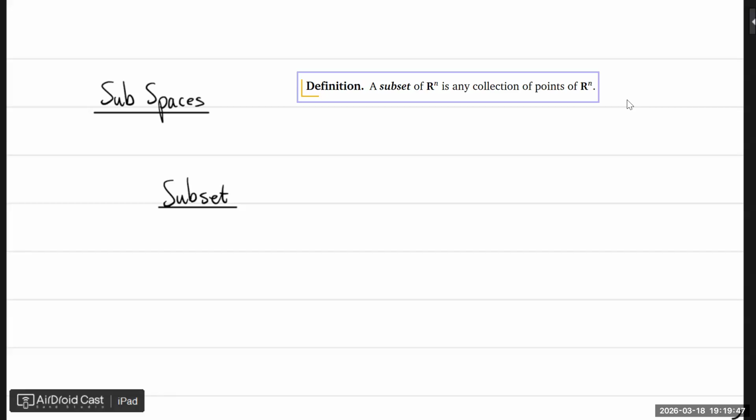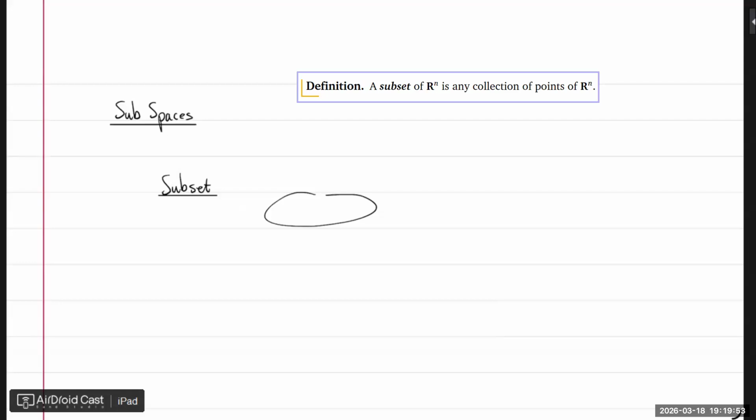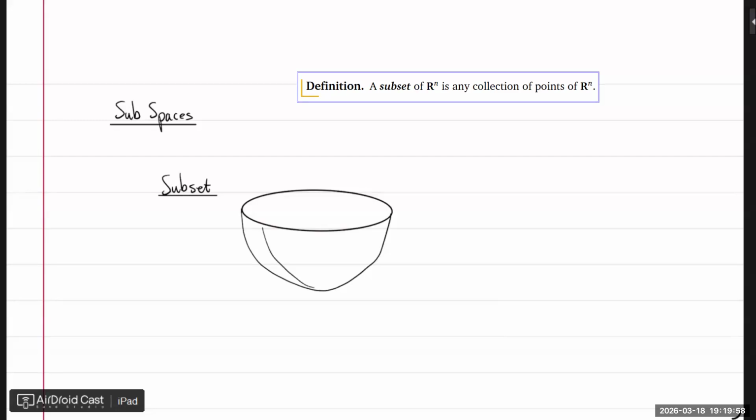So you can think of it like this. If you have a basket full of fruit, here's a basket, and here's just fruit in. They can be oranges. They can be apples. They can be red apples. They can be any other weird fruit that you can think of. Blueberries, whatever. It's just a collection of points. A collection of fruit, if you would like. That's a subset.